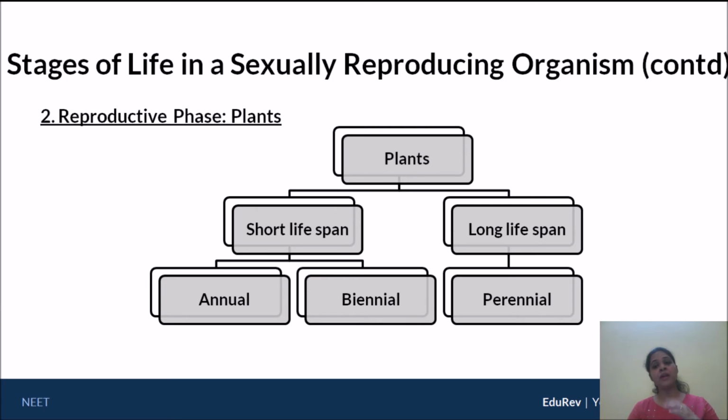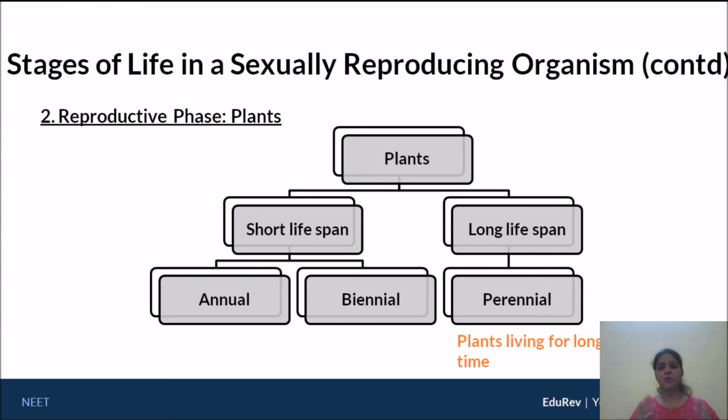But if we consider the plant that has a long lifespan, this is called a perennial, coming from the word perennial, like rivers, always flowing. Now, these are plants that live for many years together. For example, a mango tree can live for a number of years together. So these are plants that live for much, much longer periods of time.